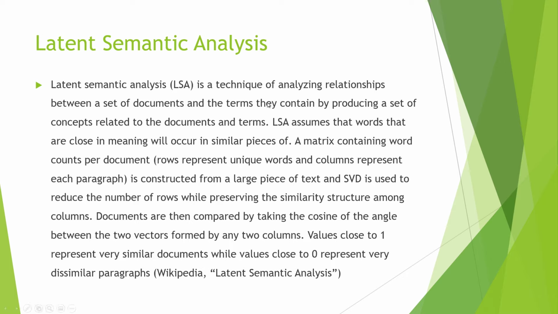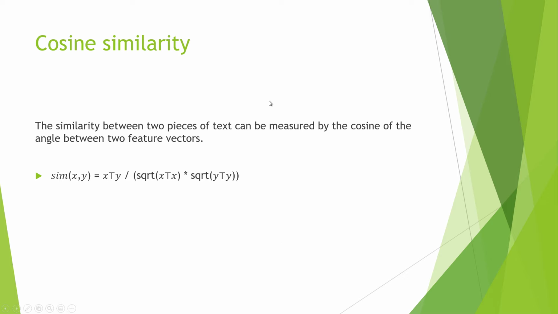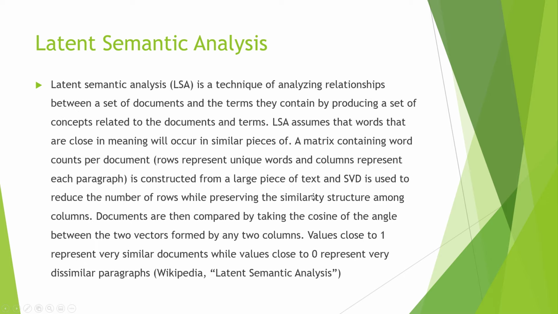A matrix containing word counts per document, with the rows representing a unique word and a column representing a paragraph or a document, is constructed from a large piece of text. We call it corpora, which is the collection of all text. And SVD is used to reduce the number of rows while preserving the similarity structure among columns. Documents are then compared by taking the cosine of the angle between the two vectors formed by any two columns. Values close to 1, as we have introduced in cosine similarity, will represent very similar paragraphs or documents, while values close to 0 represent very dissimilar paragraphs.